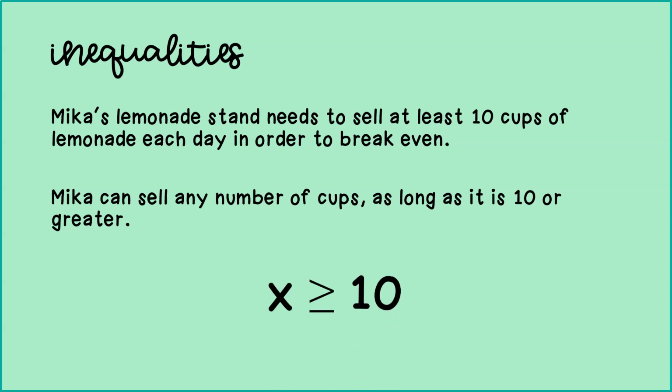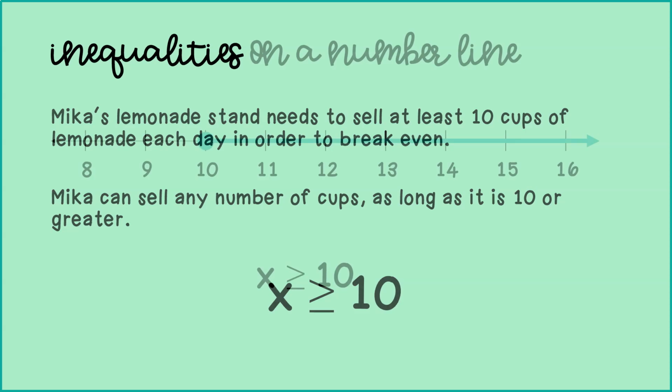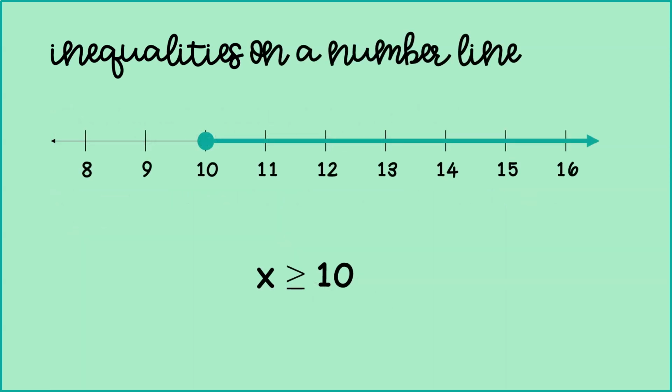Here is how we would represent that. This is x is greater than or equal to 10, which means that whatever number of cups, it needs to be greater than or equal to 10. Representing an inequality on a number line is another skill that will take time, but being able to represent it on a number line really shows that the students understand exactly what an inequality means.